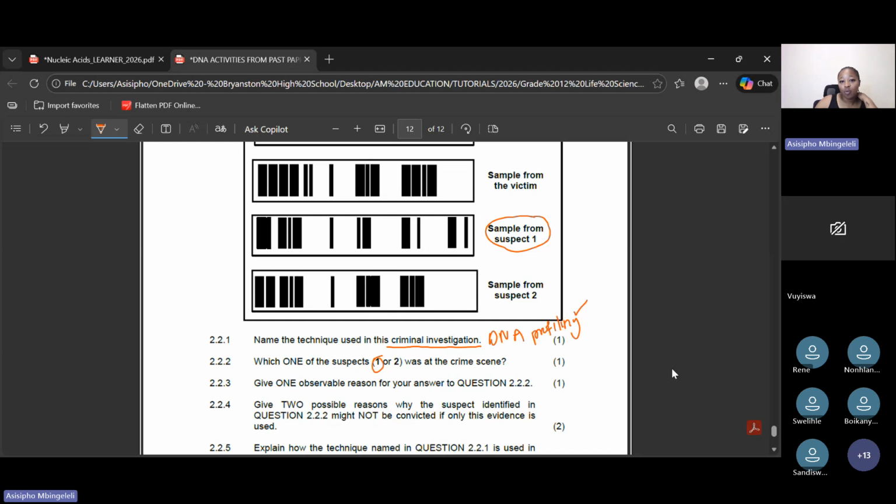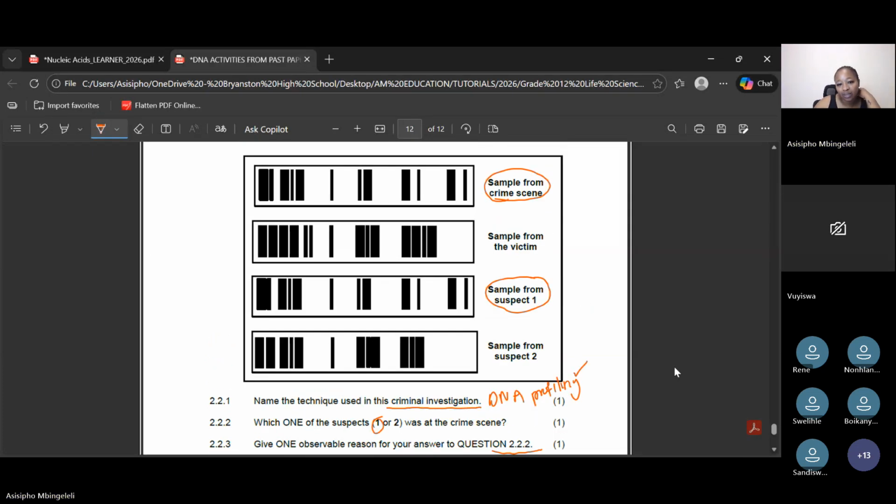Now, give one observable reason for your answer to question 2.2.2. Why are you saying suspect 1 is the one that was at the crime scene? And check how they phrased it. They didn't say who committed a crime. Which one of the suspects was at the crime scene? So why are you saying suspect 1 was at the crime scene? Give me a reason for 1 mark. Anyone? The DNA banding pattern of suspect 1 matches the crime scene sample.